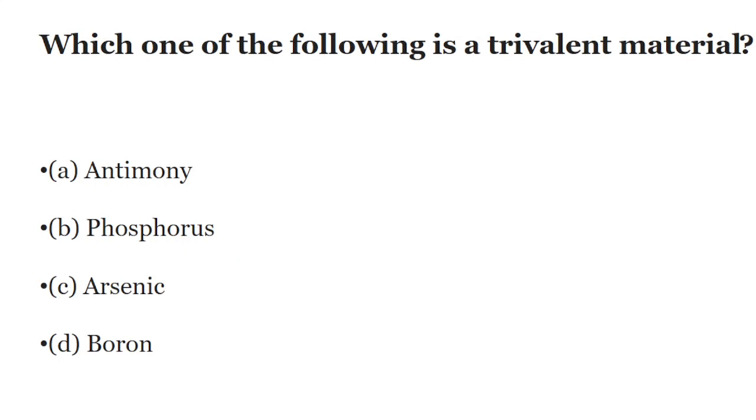Which one of the following is a trivalent material? Antimony, phosphorus, arsenic, boron. So trivalent material is boron.